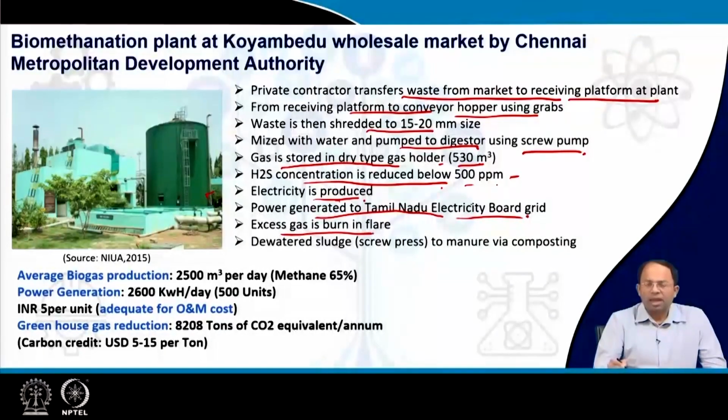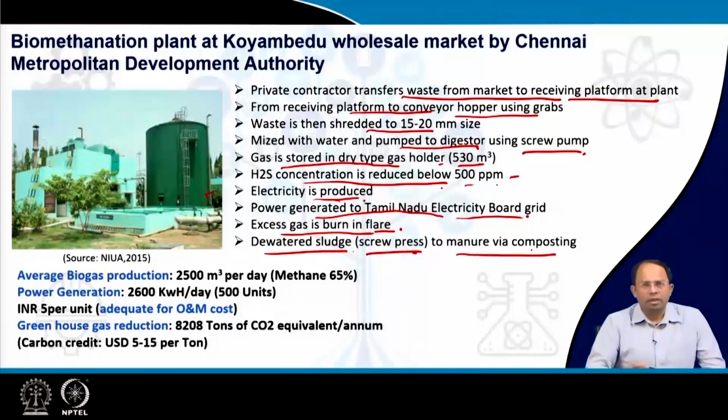Sometimes, if we cannot run the turbines for some reason, or sometimes excess gas is produced, we cannot store it. In that case, the excess gas is burnt in flares, similar to landfill gas. Then the dewatered sludge, whatever remains, is dewatered using a screw press, and then it is converted into manure via an aerobic composting process.